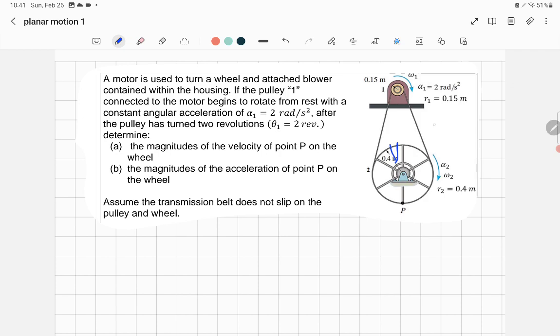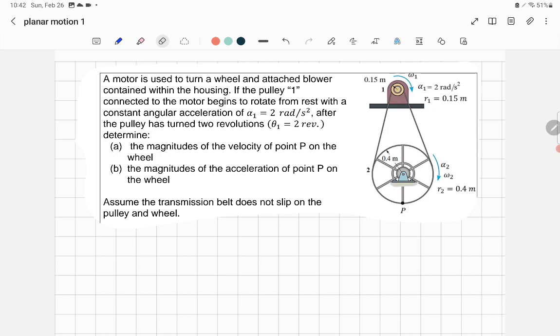begins to rotate from rest. So it starts from rest. It means that omega naught equals 0, right? Theta naught is equal to 0. And also we have a constant angular acceleration. Okay, that's important. A constant angular acceleration is given, equal to 2 radian per second square. That's the angular acceleration of this motor.